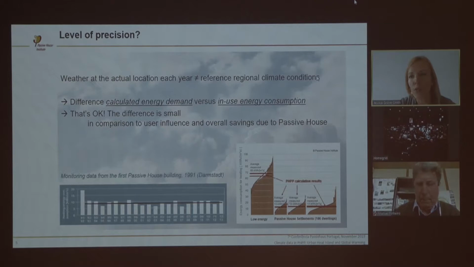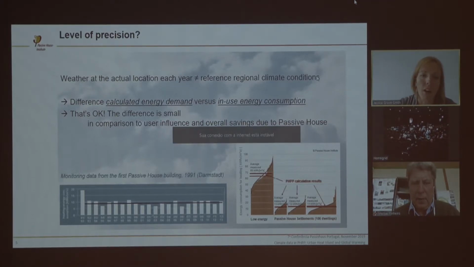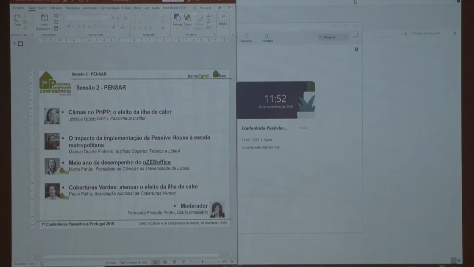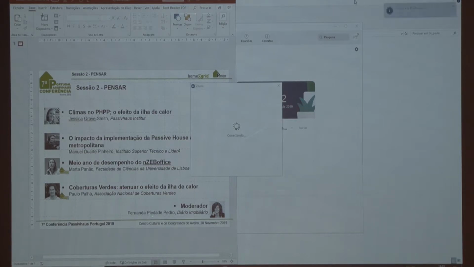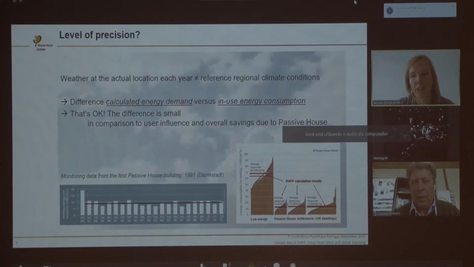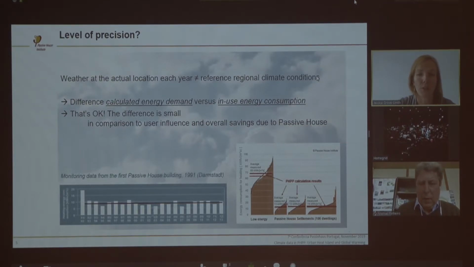So these two graphs that I show on this slide, on the left-hand side, are from the first passive house building here in Darmstadt in Germany over 25 years. And you can see there is a variation in the energy consumption for heating. It varies between monitors. It's not a problem. I mean, we still have a very high efficient building overall, and it's achieving what we want from the passive house standard.